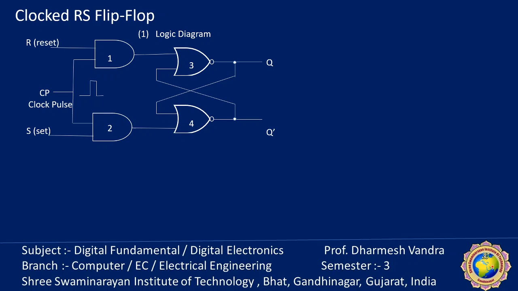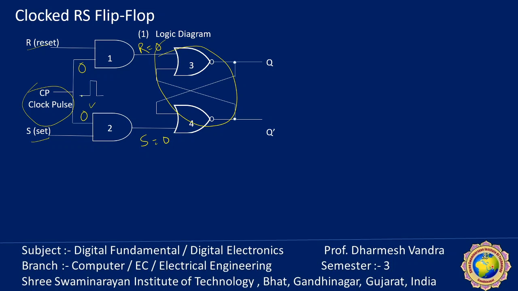This is the basic flip-flop which we already discussed in the last lecture. Now here, whatever the input, it is ANDed with the clock pulse. Whenever the clock is 1, reset and set will be transferred. But when clock is 0, the reset and set inputs become 0 and 0, so the output remains stable.